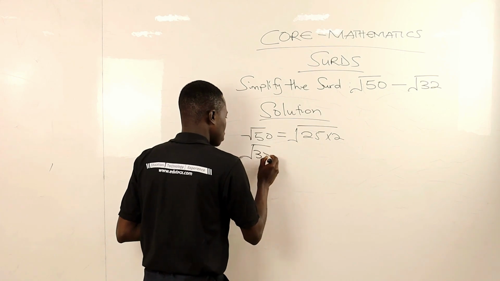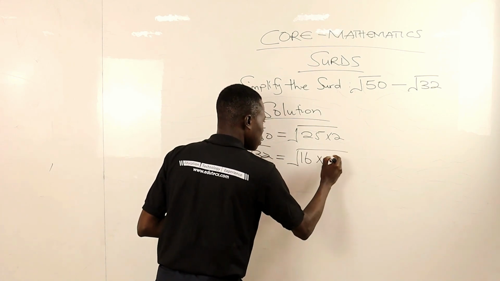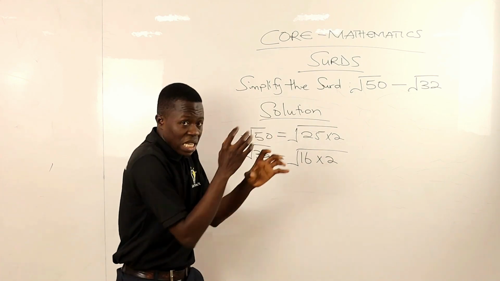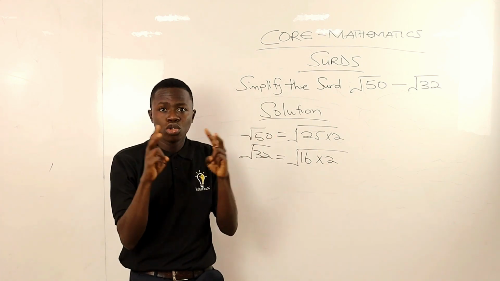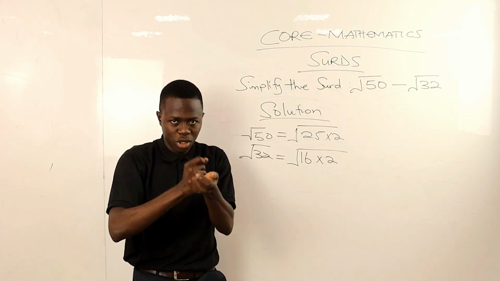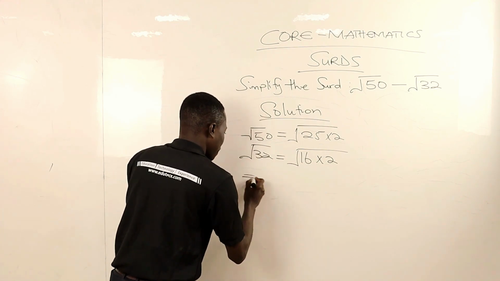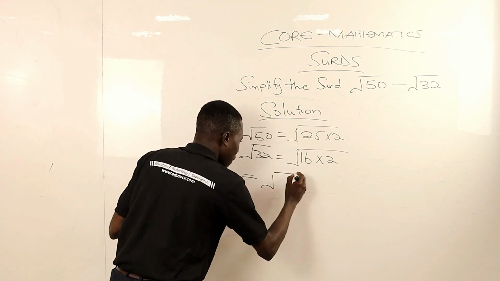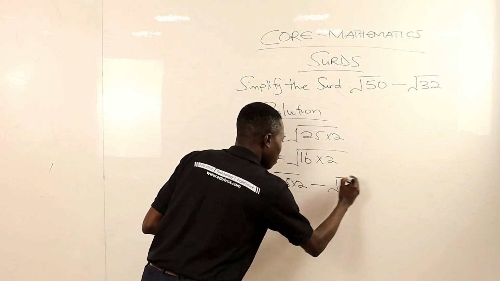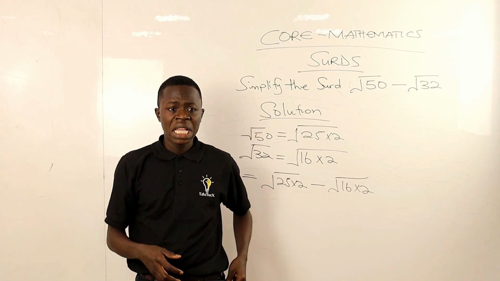So let's try with the next number, which is square root of 32. That one too, we think about it and then we can find 16 being the perfect square. And when we multiply 16 by 2, the answer we are going to have is 32. So with the two expressions that we have already, we'll just put them back in the original expression. So we are going to have square root of 25 multiplied by 2 minus square root of 16 multiplied by 2.